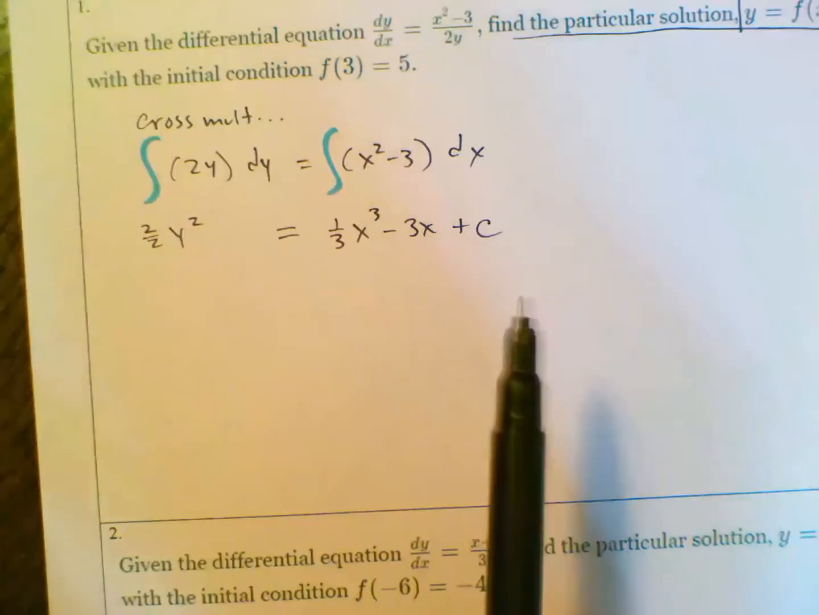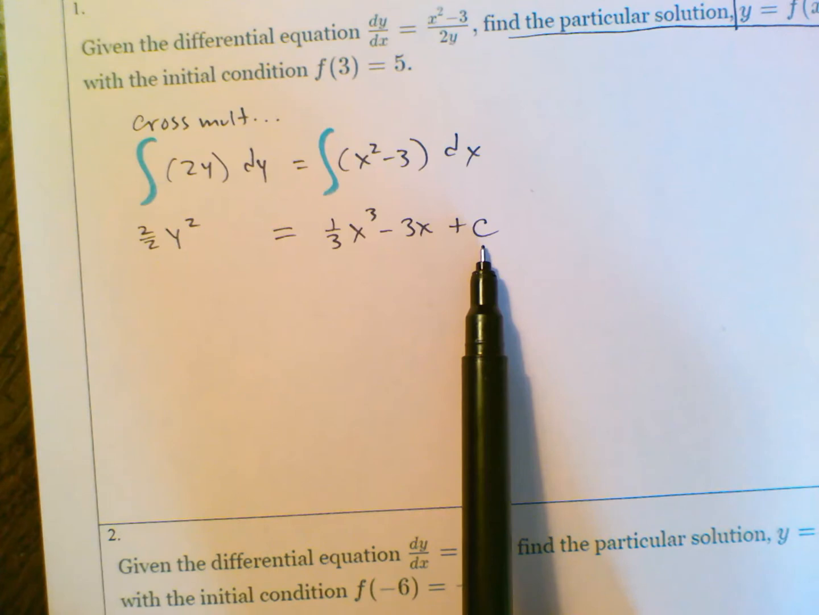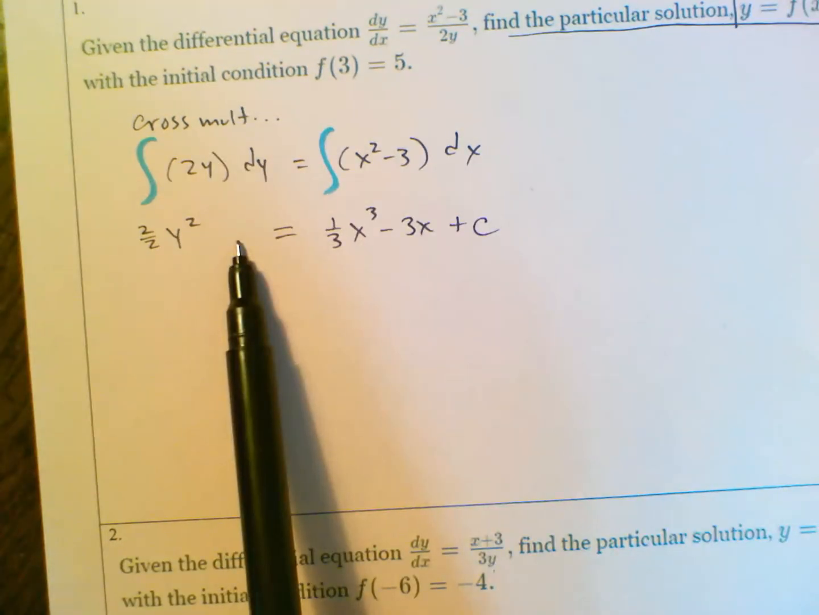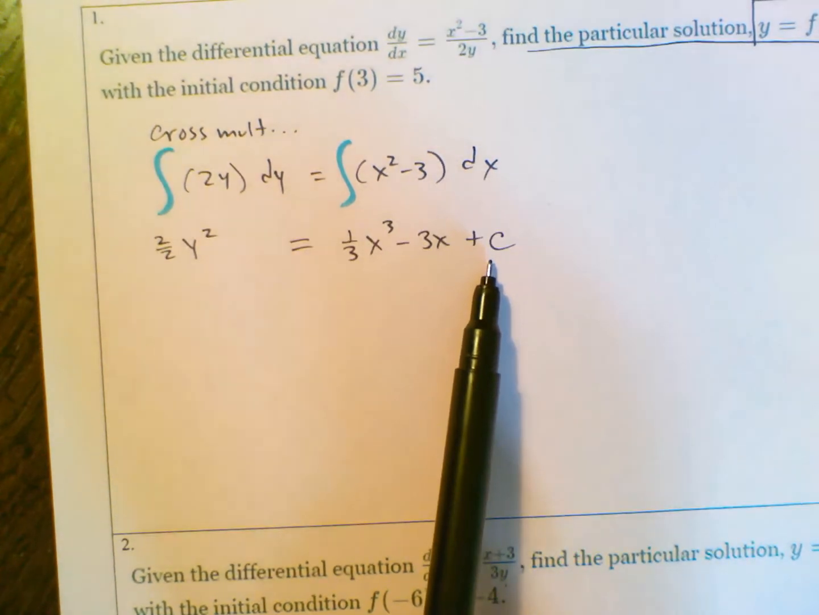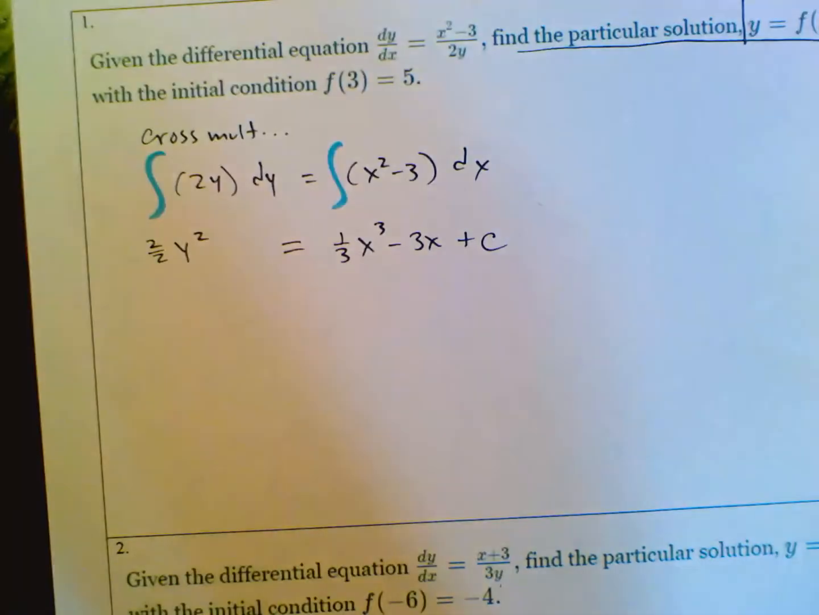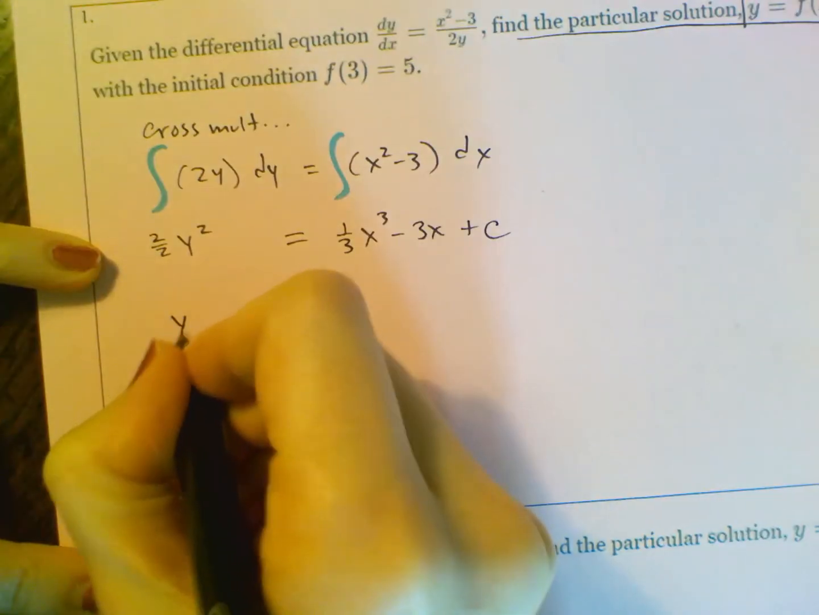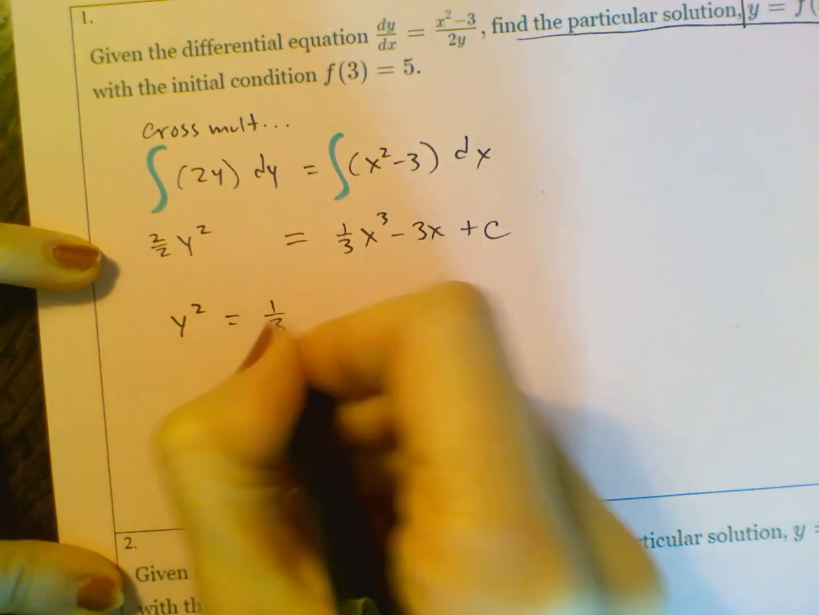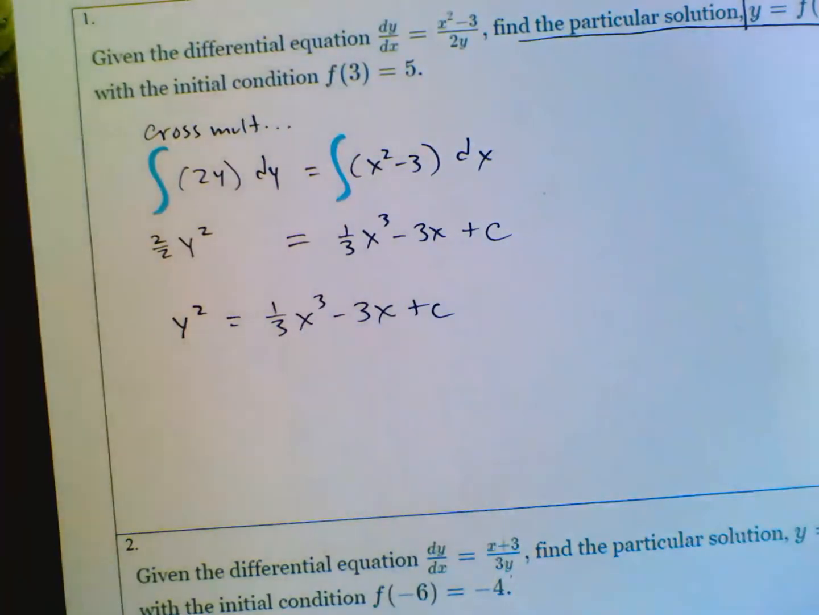Remember, when you're doing an antiderivative, you're finding a whole entire family, and that's what this plus c at the end indicates. It wouldn't be wrong to have a plus c here, but it just complicates things. This one at the end takes care of all the possible members of the family that this could be. So let me simplify this a little bit. This is y squared equals a third x to the third minus 3x plus c.